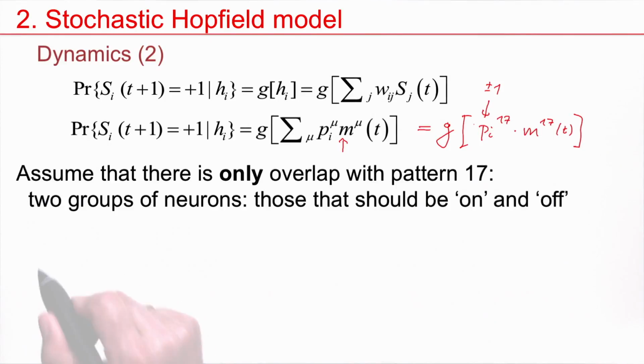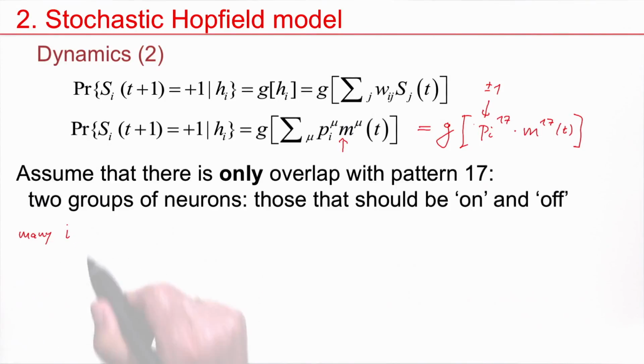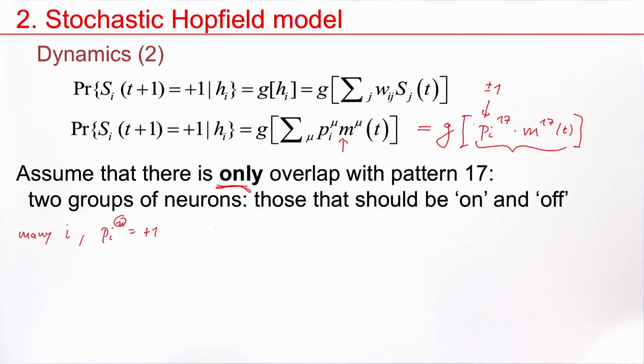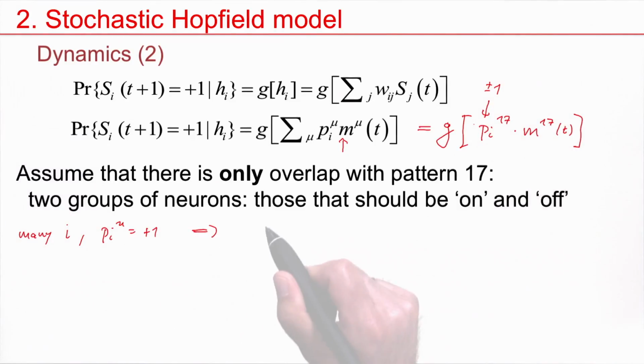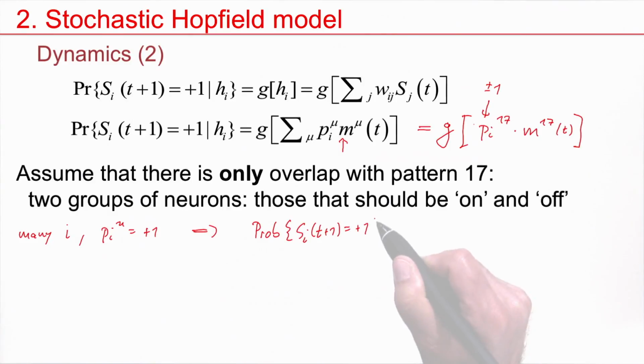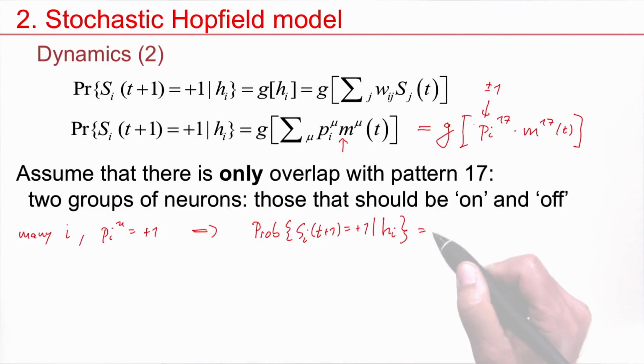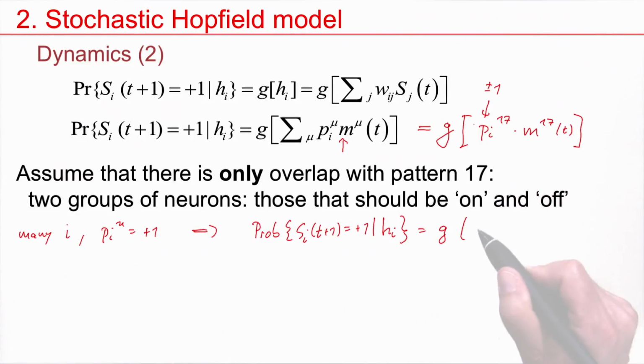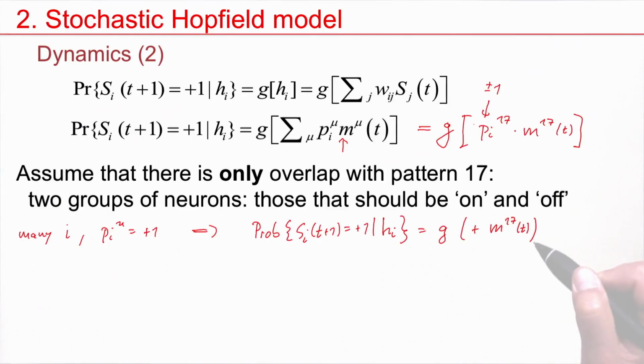Now think of all these different neurons. I have many neurons i which have pi mu equal plus 1 for this specific pattern, mu equals 17. Note that I wrote pi mu, but I really mean pi 17. So let's correct this, and I say for mu equal 17, for this specific pattern. Now for all these neurons with pi 17 equal plus 1, the probability that Si in the next time step is plus 1, given this input, is just g of, well, this is plus 1, so plus m17 of t.